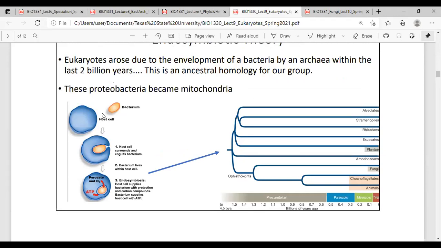So first, you have this bacterium, and it gets swallowed by a host cell. Now you'll see there are two distinct cell walls, because they are distinct cells. But then they develop this endosymbiotic relationship where one is making ATP, the other is giving it pyruvate and oxygen, and it's just this cycle. They help each other out. And this is the first one.